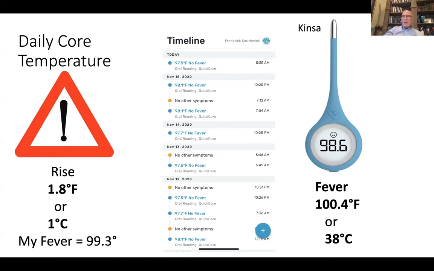See, each individual has a different basal temperature, and by using a strict cutoff, you actually underestimate by about 30% the number of individuals that have fever. So if you use a cutoff of a 1.8 degrees Fahrenheit rise, or 1 degree centigrade, as your definition of fever, you can do that if you measure your temperature daily for 3 days.